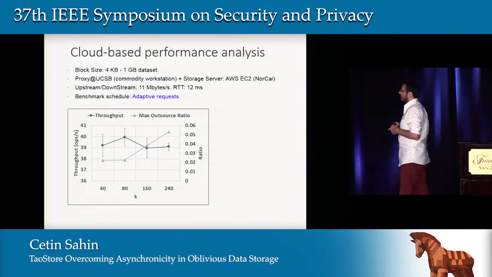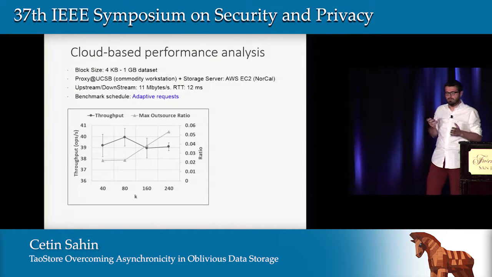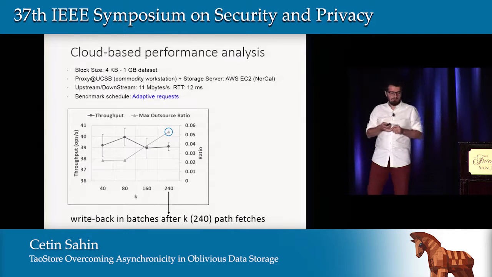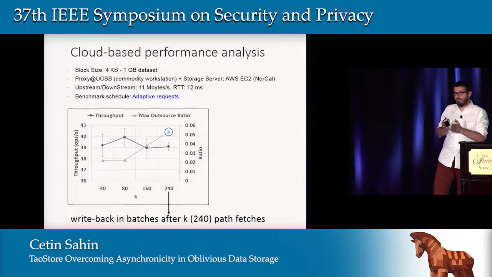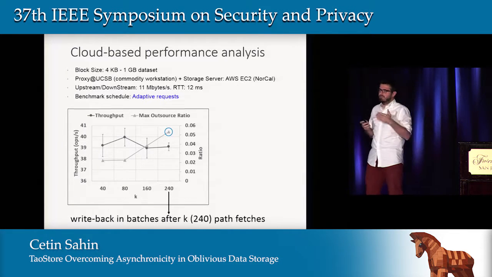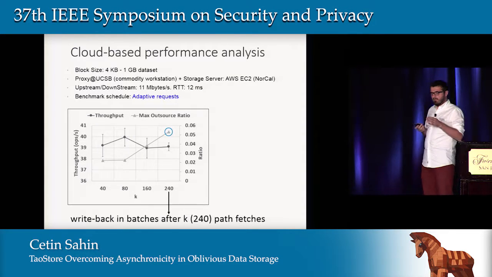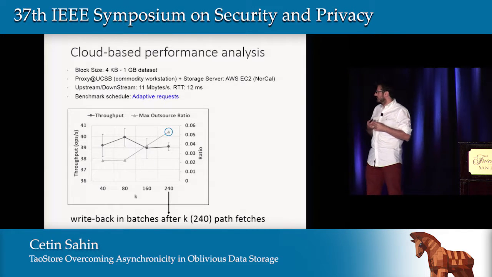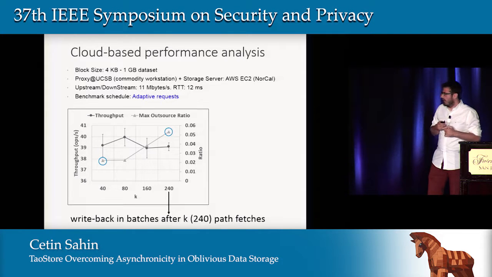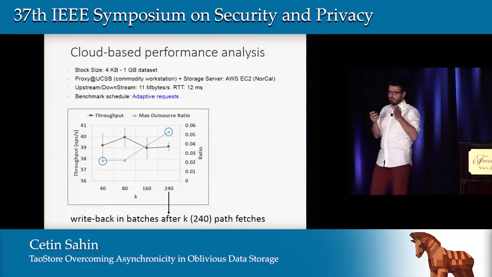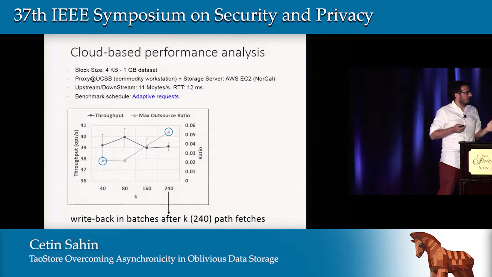Another set of experiments we conducted is to see the effect of memory utilization on this performance. Here, K means the write-back threshold, so that after K path fetches, we are going to write back the entire subtree to the storage server. When the write-back threshold is 240, we have 5% memory utilization, basically 5% storage utilization. This is compared to the overall data set size.